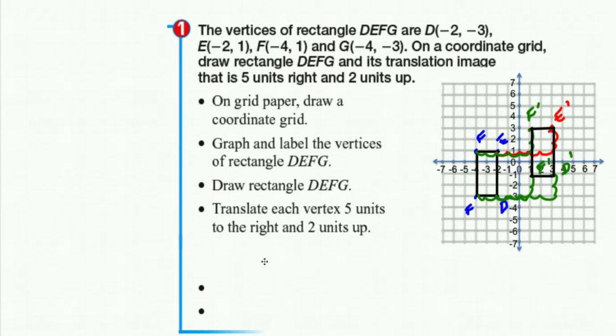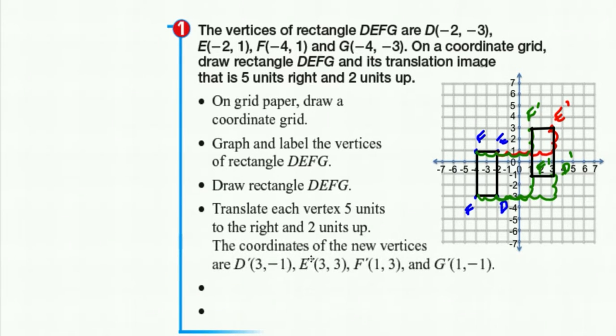Okay. So we now have the coordinates of the new vertices: 3, negative 1. Okay. 3, 3. 1 and 3 for F prime. Okay. And G is 1, negative 1.